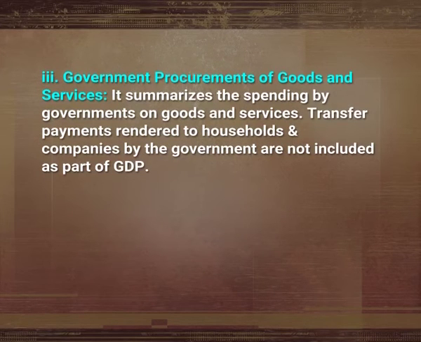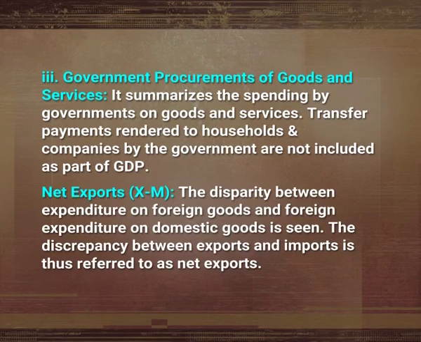Point number 3, government procurement of goods and services. It summarizes the spending by governments on goods and services. Transfer payments made to households and companies by the government are not included as part of GDP. Net exports, X minus M, is the disparity between expenditure on foreign goods and foreign expenditure on domestic goods. The discrepancy between exports and imports is thus referred to as net exports.